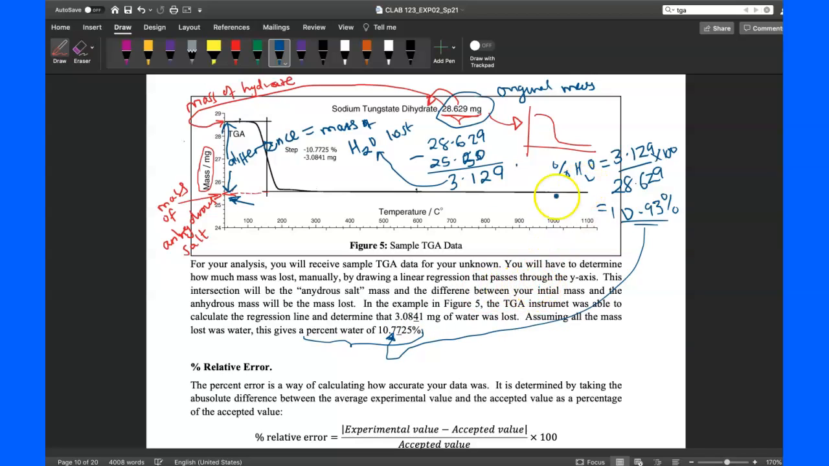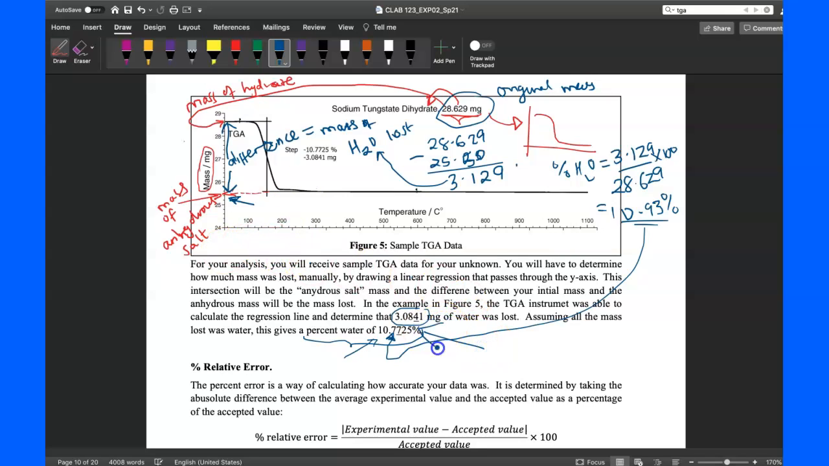So for them, their difference is 3.0841, because I know this is not zoomed in. I cannot accurately read that number. So I think it's very close. So that's how you find the percentage of water in your hydrate using the TGA graph.